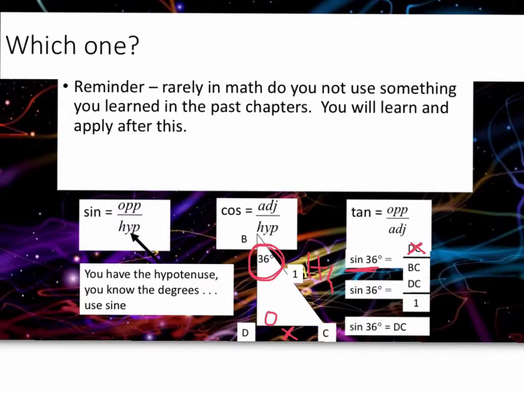Instead of DC, I put X, because I like the variables. It makes it easier than looking at side lengths. Over BC, which is 1, so really it's going to be X over 1, or the sine of 36 is going to equal X. X is the same thing as DC. I just like using variables because it makes it easier than having 2 variables to represent the side length.